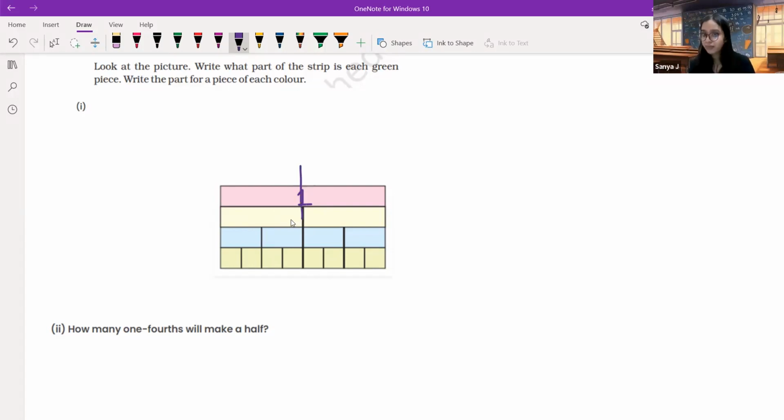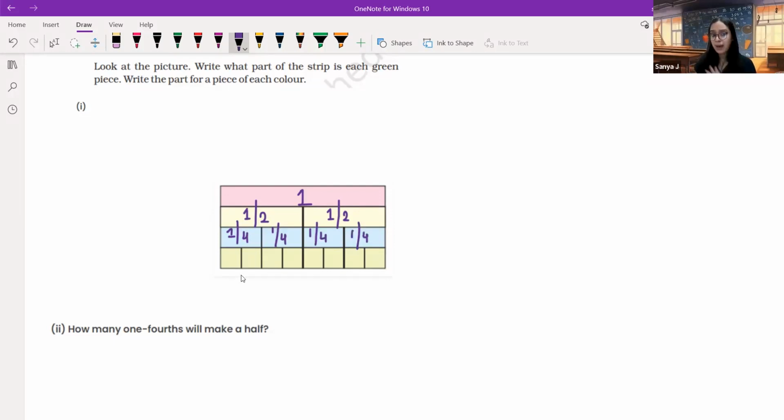Then for the yellow color, it's half of 1. Correct? It's half of 1. So it's 1 out of 2 equal parts. Yes, over here also 1 piece out of 2 equal parts. Correct? Okay. Now blue is divided into 1, 2, 3 and 4. 4 equal parts. So we can say that the first part represents 1 piece out of how many equal parts? 4 equal parts. So the fraction for the blue part is going to be 1/4. Okay.